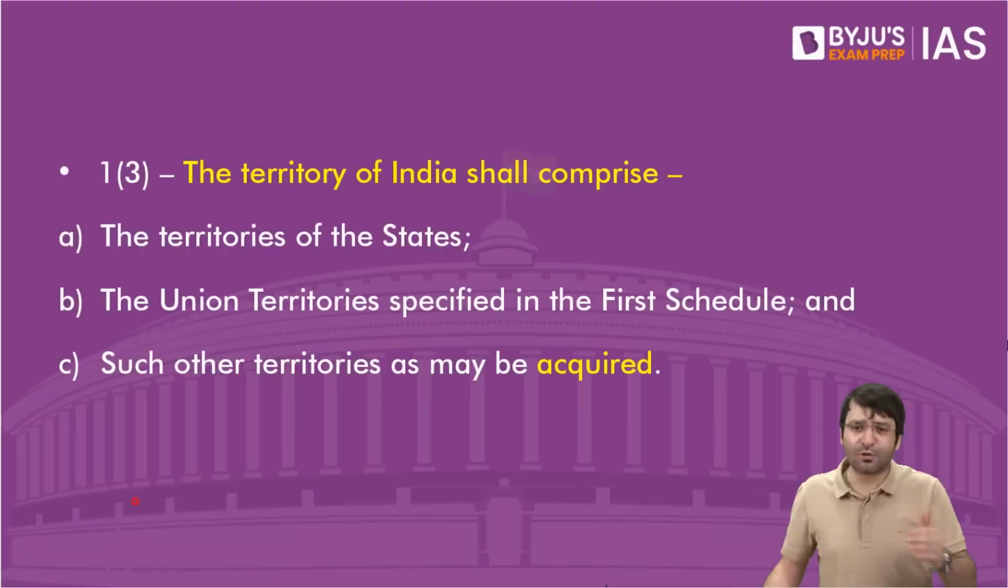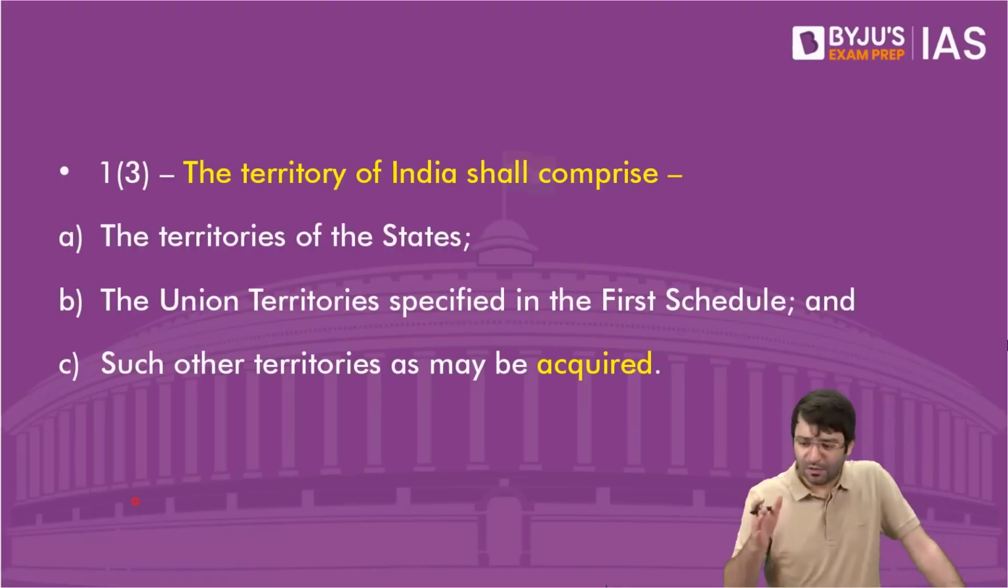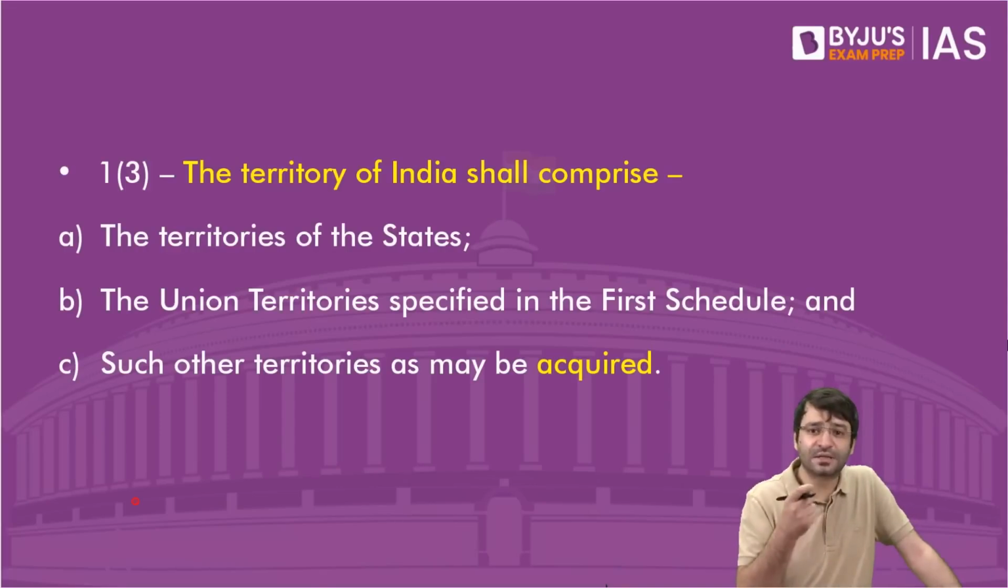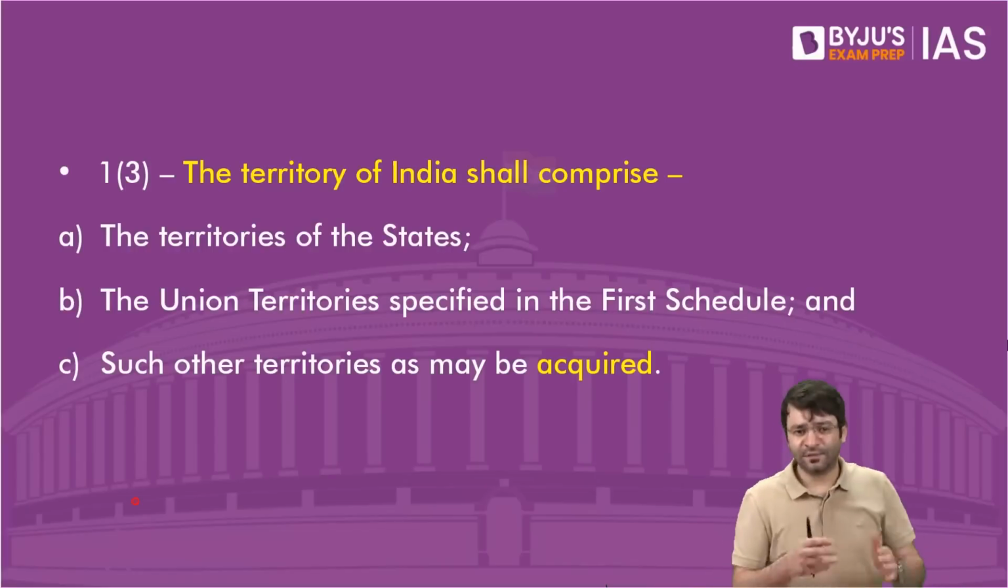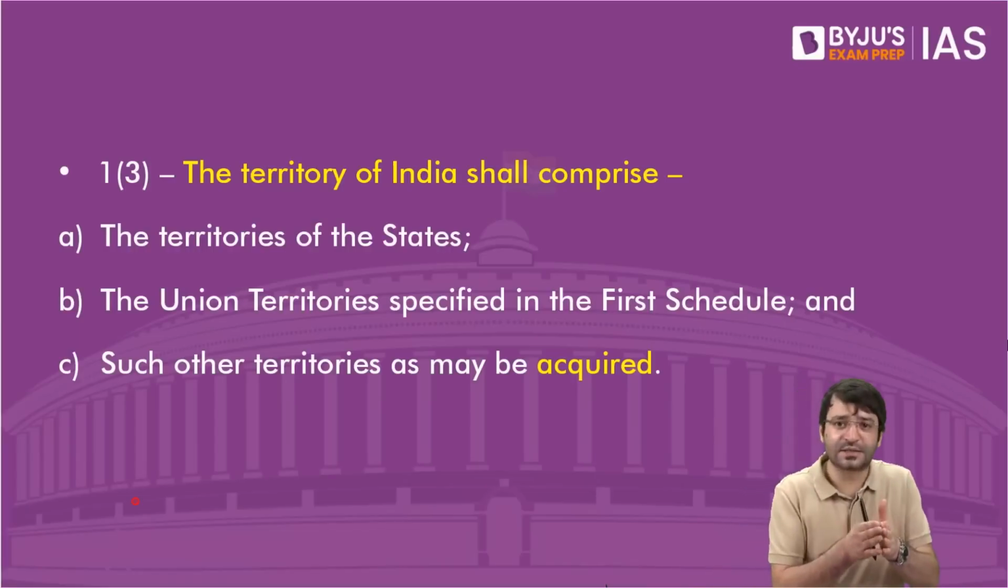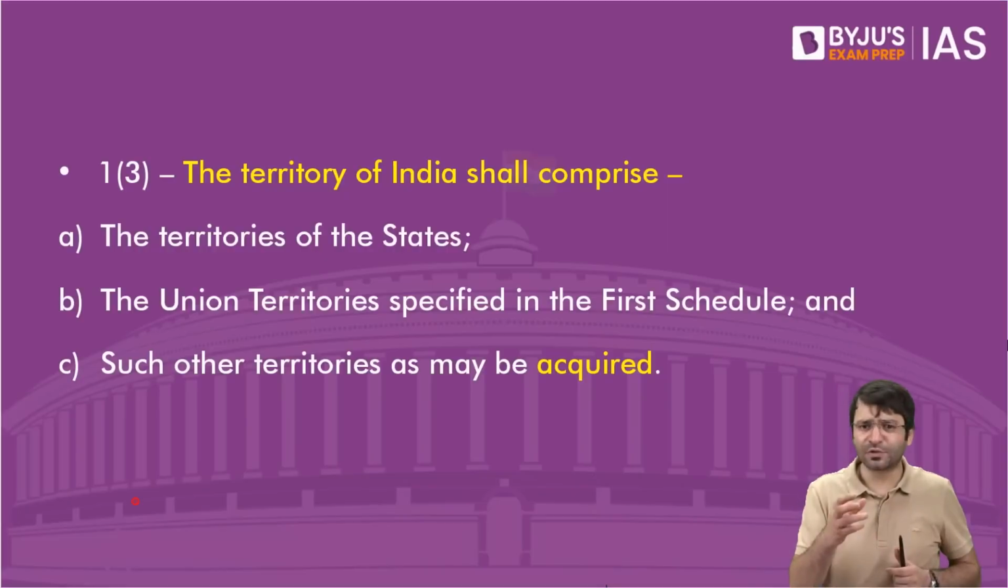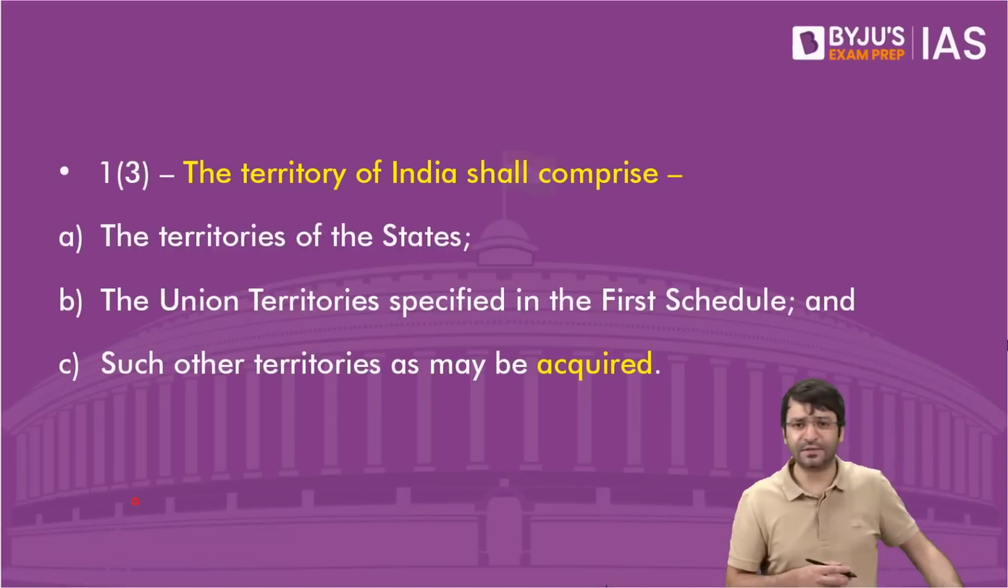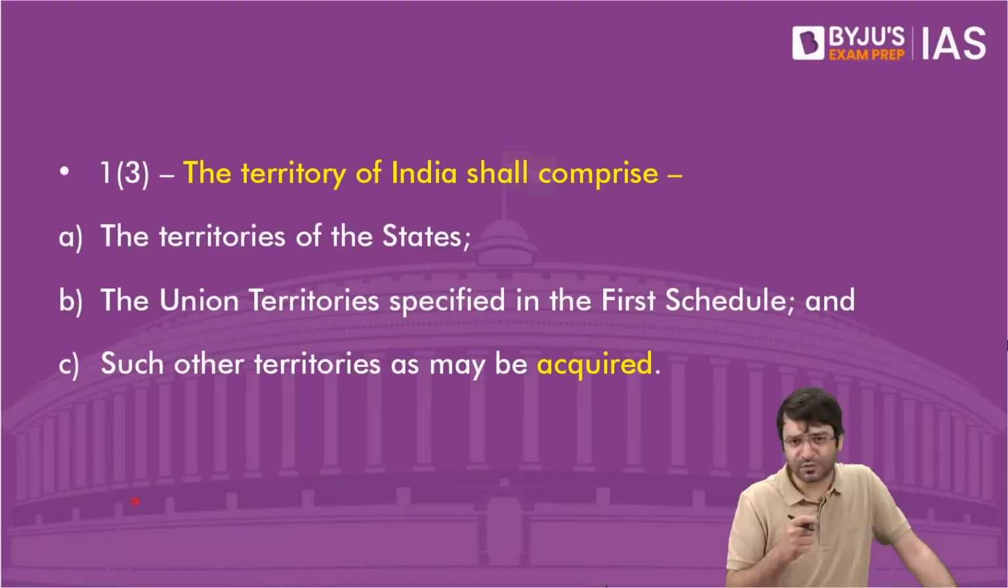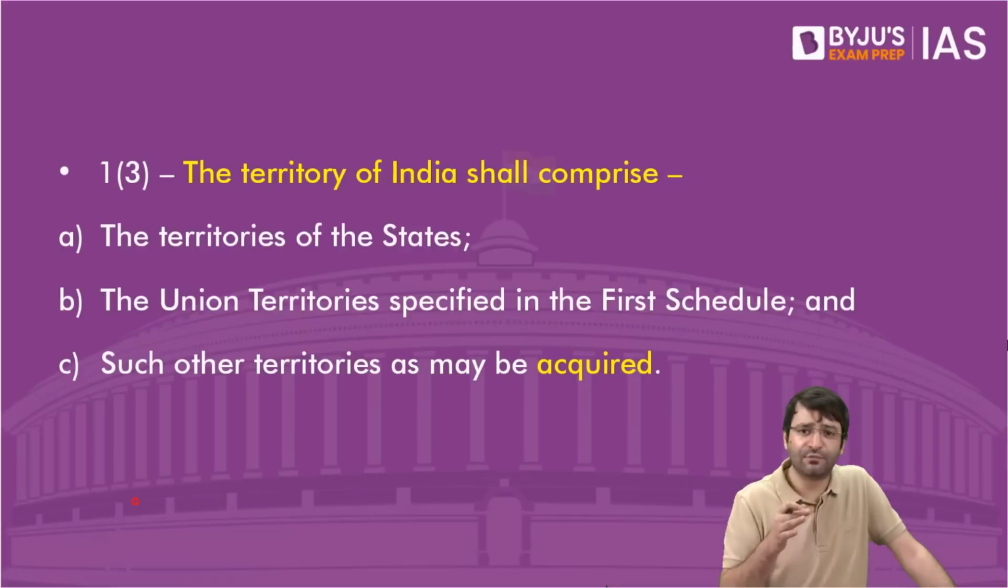Then Article 1, Clause 2, it says, all the states and the territories thereof shall be specified in the first schedule of the Constitution. And what is a schedule? We initially had 8 schedules. When the Constitution was enacted in 1950, we had 8 schedules. Now 4 more schedules have been added, and in total we have 12 schedules. And we will discuss all these 12 schedules one by one.